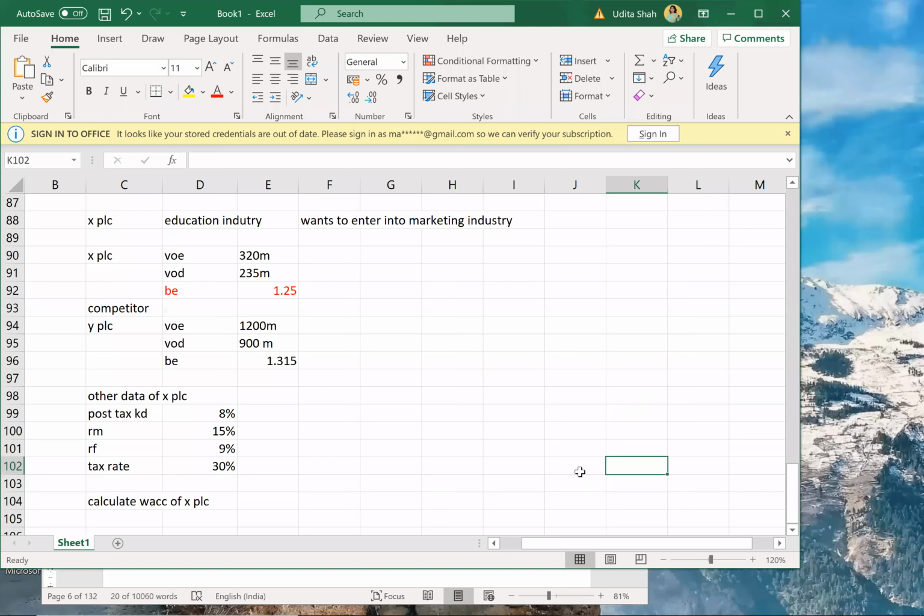Nitin, post-tax KD means what? After-tax KD. So KD is after tax, but have I given value of debt post-tax? No. Value of debt is always supposed to be pre-tax, until the problem specifically mentions post-tax. Otherwise, I'll always have to assume pre-tax.